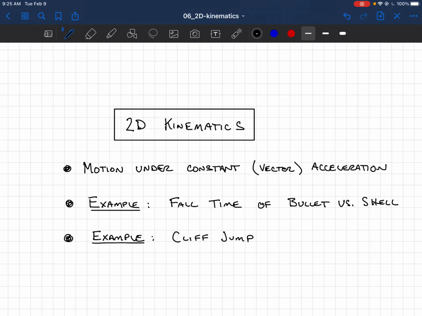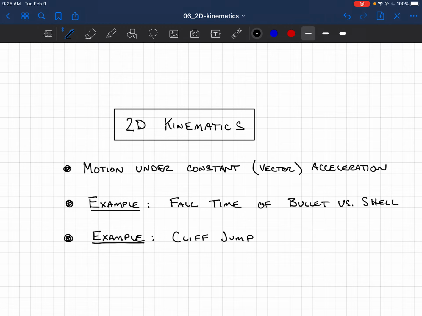Today we talk about so-called 2D kinematics, where we extend our study of constant acceleration and constant velocity motion to the kind of equations that you can use for any object moving near the surface of the Earth. That is, constant acceleration in the vertical direction and constant velocity in the horizontal direction.